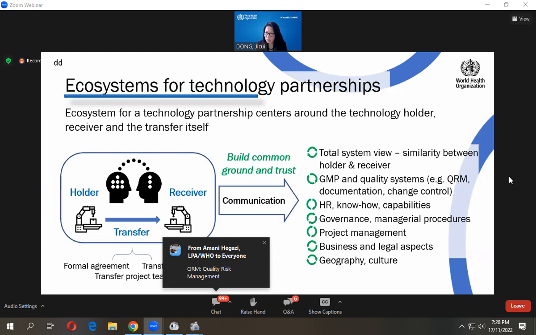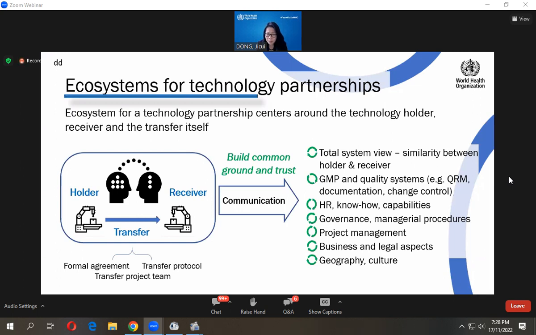You need to know HR, and know their capacities. Can they receive the technology and implement this transfer in the way the technology holder expects? And also, what about the governance? How about their managerial procedures? What about their project management capacities? Of course, we mentioned the business and the legal aspects. Last but not least, geographic culture. Most of the time, people forget to mention it. Sometimes it will delay the technology transfer. So with all these communications, trust is very important.